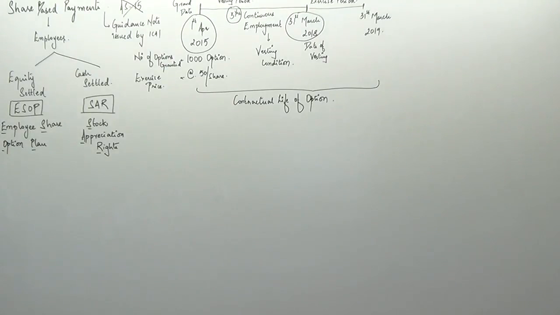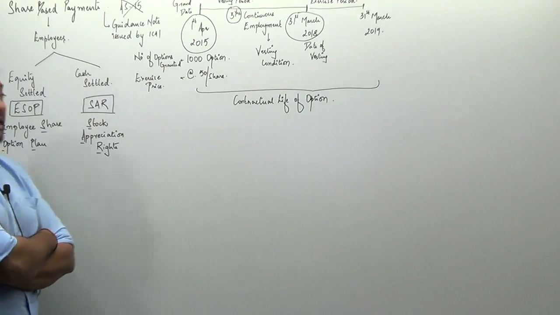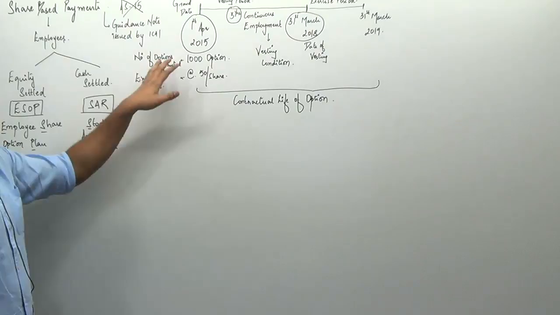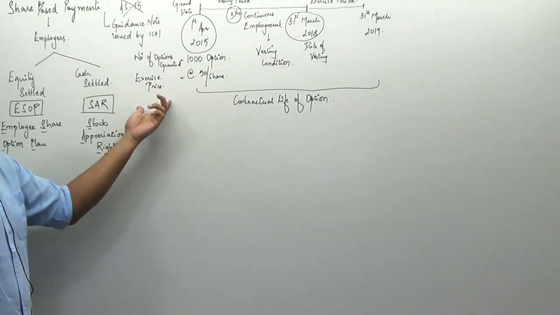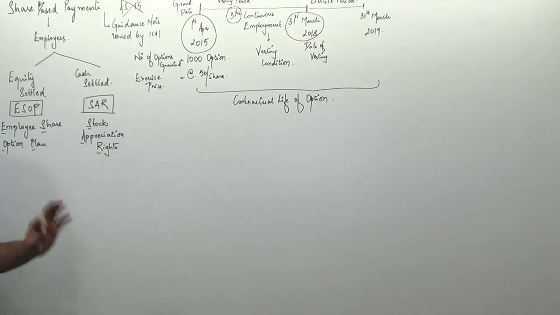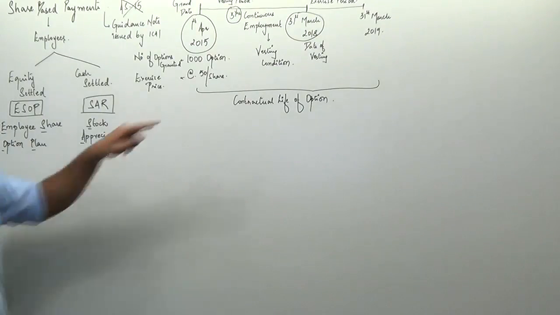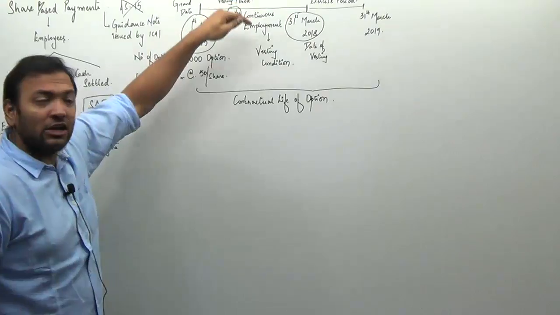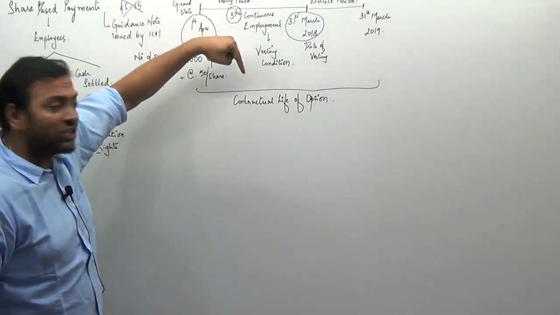So, I've granted them on 1st April 2015. My continuous employment for 3 years will lapse on 31st March 2018. These 1000 options which are granted to each such employee are called the number of options granted, and each option is exercisable at 50 rupees, which is called the exercise price. The condition which should be satisfied, that is a continuous employment period, is the vesting condition.